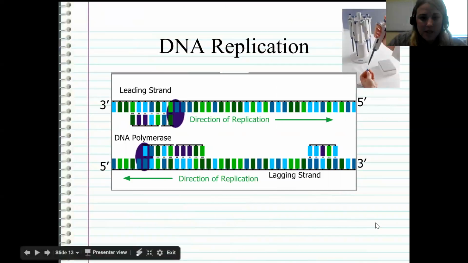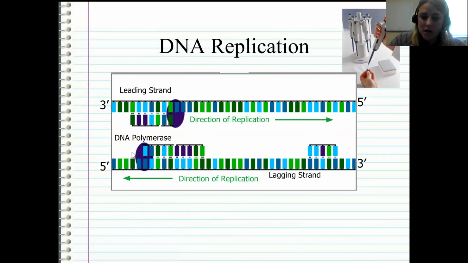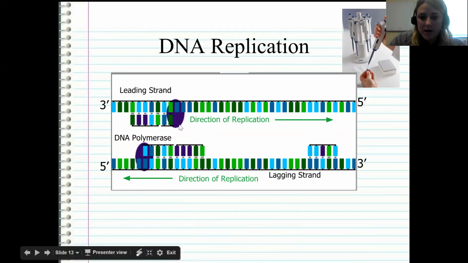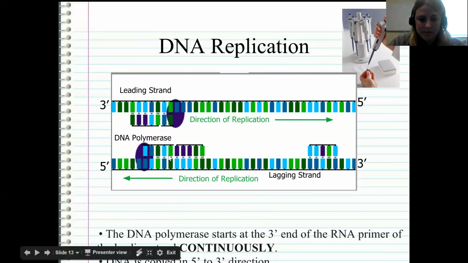So you're going to have your leading strand, and this is going to be continuous, so it's going to continue down with no breaks. Then you have your lagging strand, and the lagging strand takes a little bit more work. The DNA polymerase will move down until it hits that fork, and then it can't go any further, so it has to go back and start again. When it does this, it creates fragments. Whereas our leading strand creates one continuous strand, our lagging strand does not.